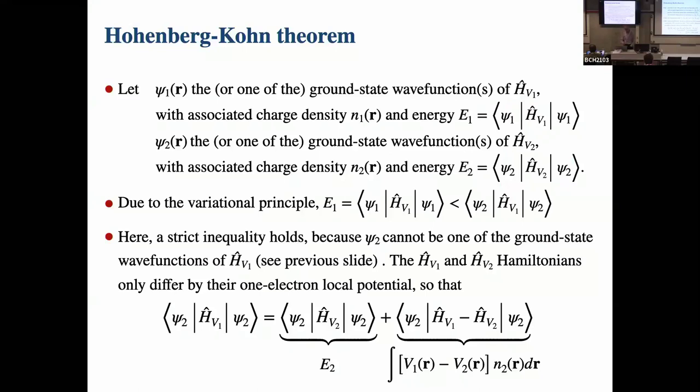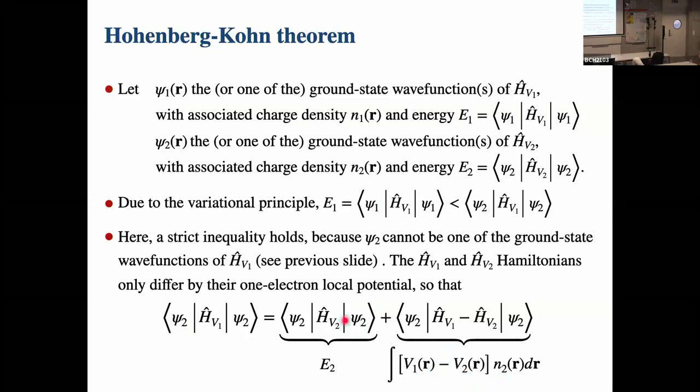So in particular, if I put psi 2 in the first one, psi 1, H1, psi 1 is strictly smaller than this one, because psi 2 is not the ground state of the other one. They are different. So I can rewrite this one, psi 2, H1, psi 2, as psi 2, H2, psi 2, and then I just add H1 minus what I just added before. When you look at this, that's simply the difference in the potential times the density, that I integrate over the whole space.